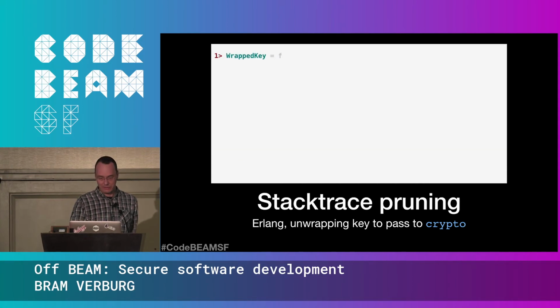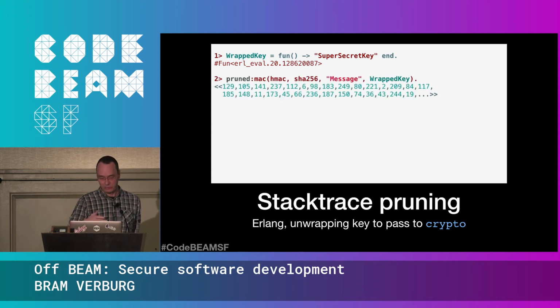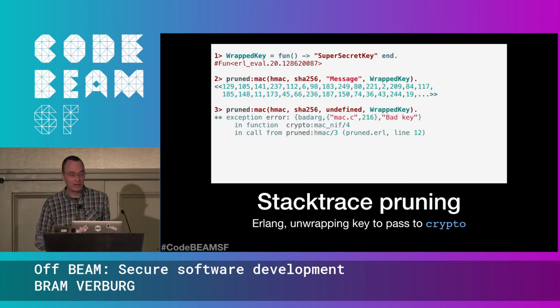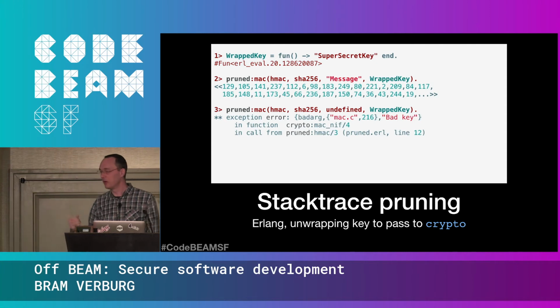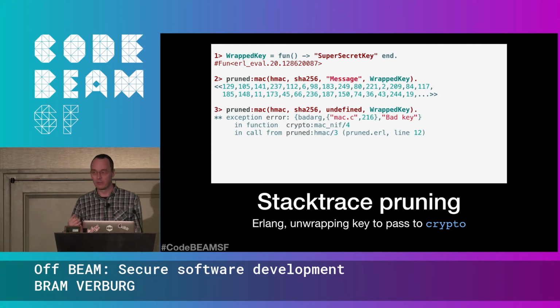So now, if I, again, wrap my key, I call this function, the pruned function. I don't have to unwrap the key here. I pass the wrapped key, the anonymous function, into this function. If an exception happens, I still get my stack trace, which is useful for debugging, but I don't get the arguments, and therefore I don't get the secret.